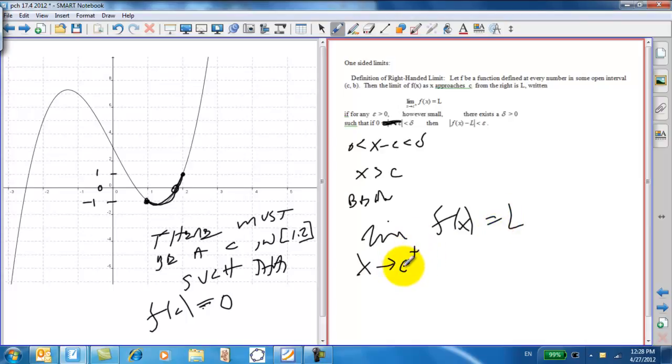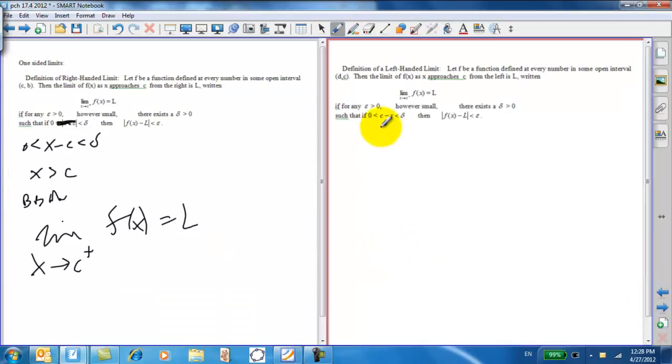When I look at it, it's like an exponent, but it actually means as you approach the value c from values bigger than c. And for the left-handed limit, notice the switching of this now: c minus delta is less than x, so x is definitely less than c.